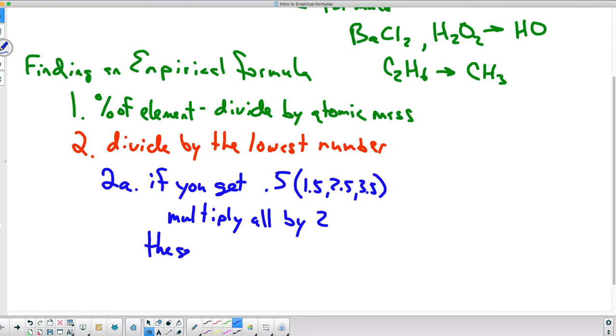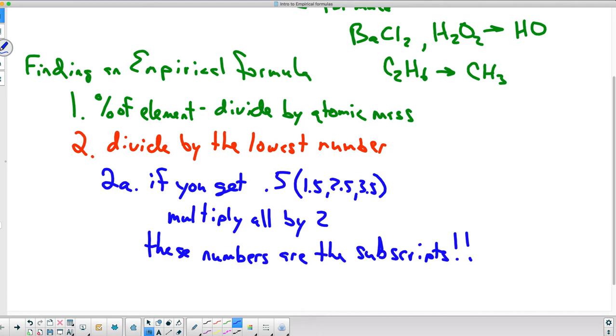Okay, now once you get these numbers after the 3 steps, or after step 2A, and you won't have to do 2A. It's only if you get a 0.5. These numbers are the subscripts of your compound. And that's an exclamation point. So what you found are the ratios of those elements in the compound.